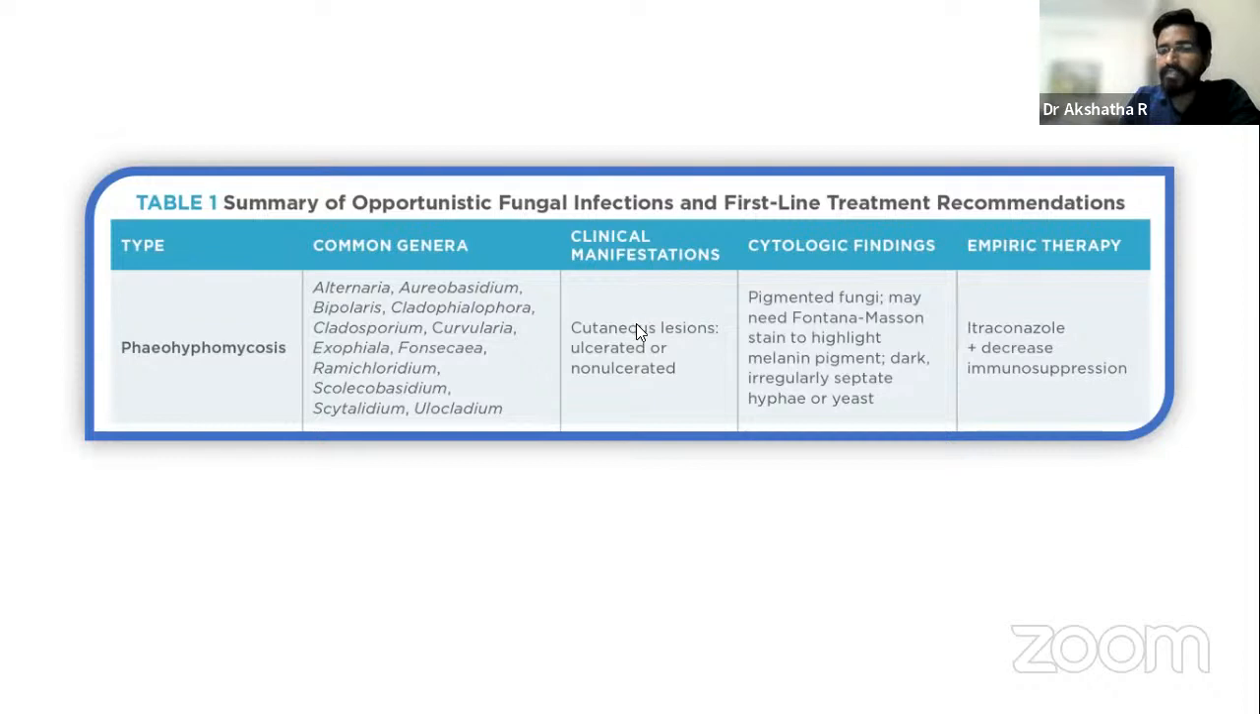The most common presentation, whether cutaneous or subcutaneous, is ulcerated, globular swelling-like lesions. We have pigmented fungi causing phaeohyphomycosis and hyalohyphomycosis; these are different entities. Pigmentation is because of melanin, which is picked up by the Fontana Masson stain. Our case is also the same.